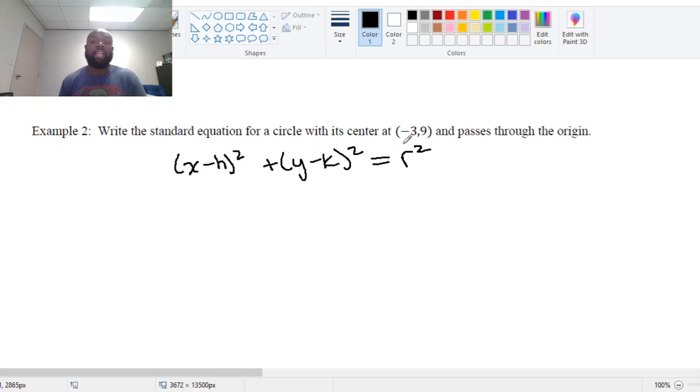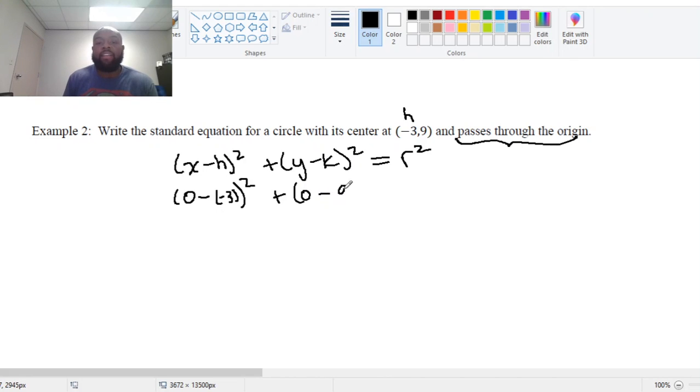So we want to find the radius in order for us to have the standard form of the equation of the circle. Since they don't give us the radius, they give us some information to help us find the radius. We know that it passes through the point (0, 0). That means if I plug in x equals 0 and y equals 0, I know that it satisfies the equation of my circle. That is the information we're going to use to help us find r. And so I'm going to put 0 in for x, -3 in for h, 0 in for y, 9 in for k, and that gives me an equation with just r.